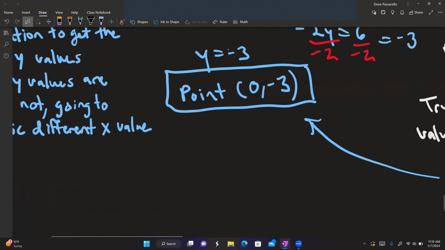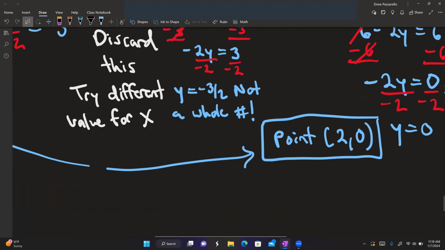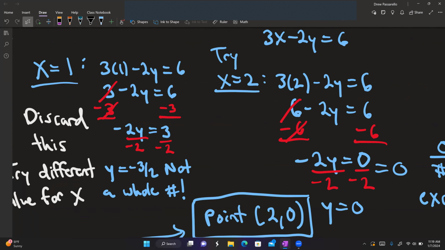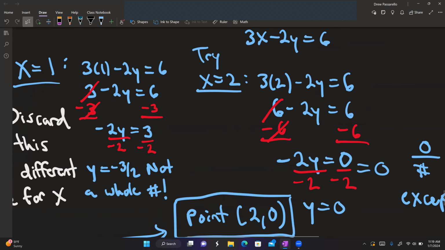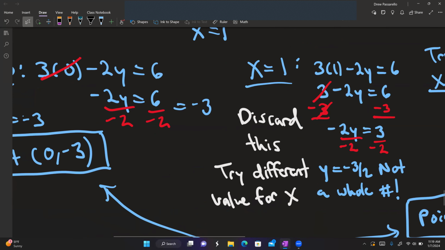Now, it just so happens that it was my choice. I just picked x equal to 2. I could have picked a different x value. Didn't put much thought into it besides that. All right, 1 didn't work, so let's try the next value after 1, 2. And I got a whole number for the answer for y, it was 0. All right, and it just so happens that these 2 points are the intercepts.